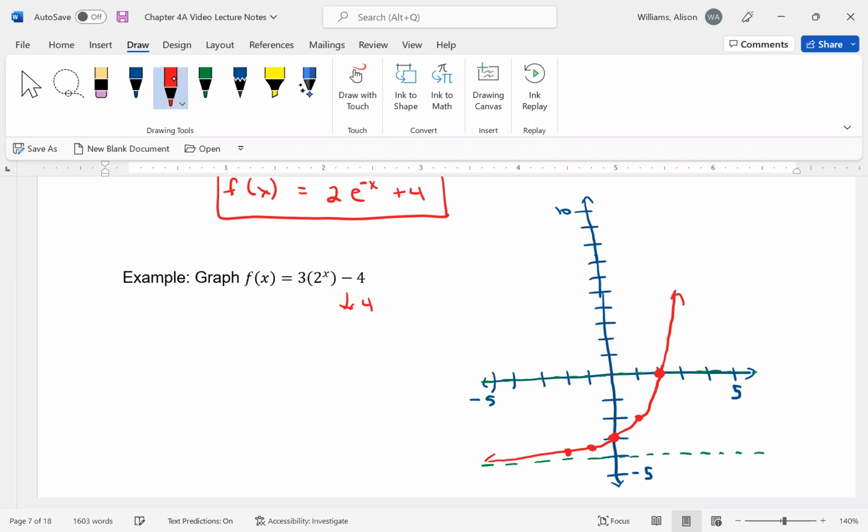Now I'm going to stretch it by a factor of 3. So basically, each value then is going to go times 3. So instead of being at this value here, I'm going to be multiplying it times 3.